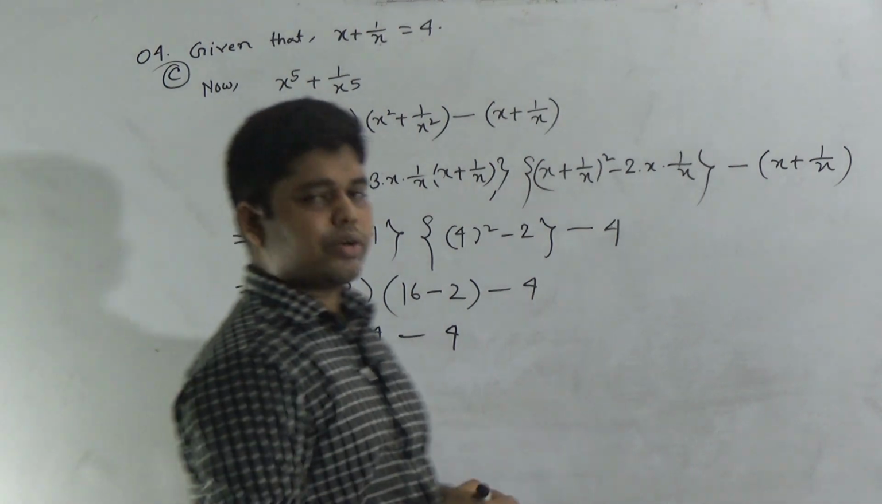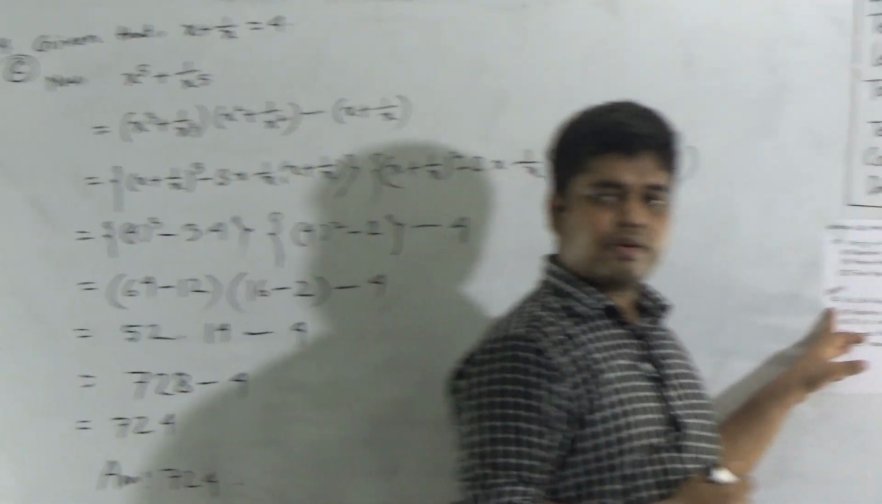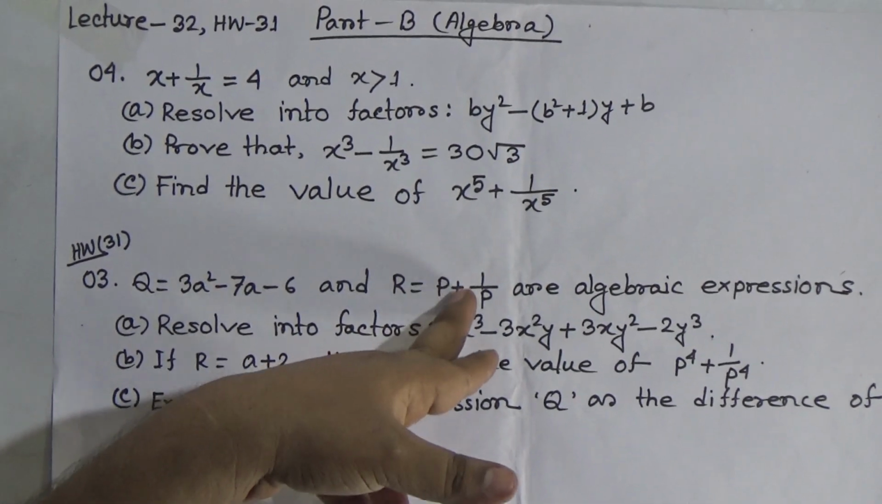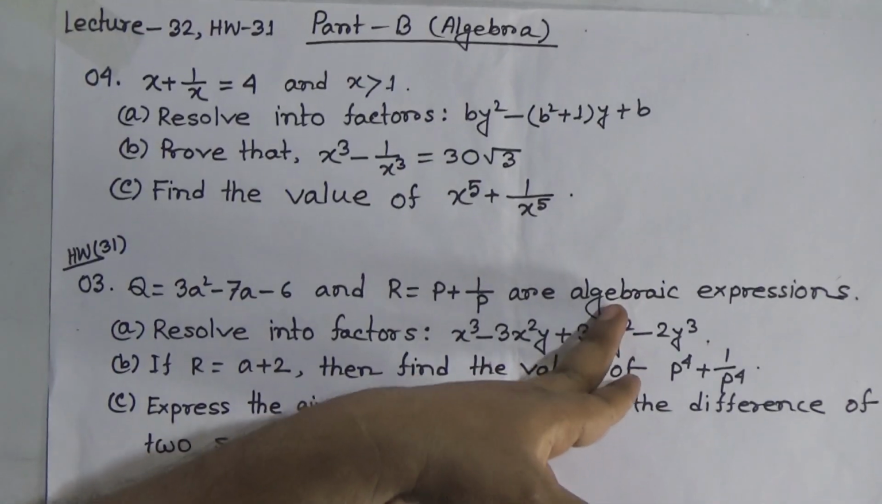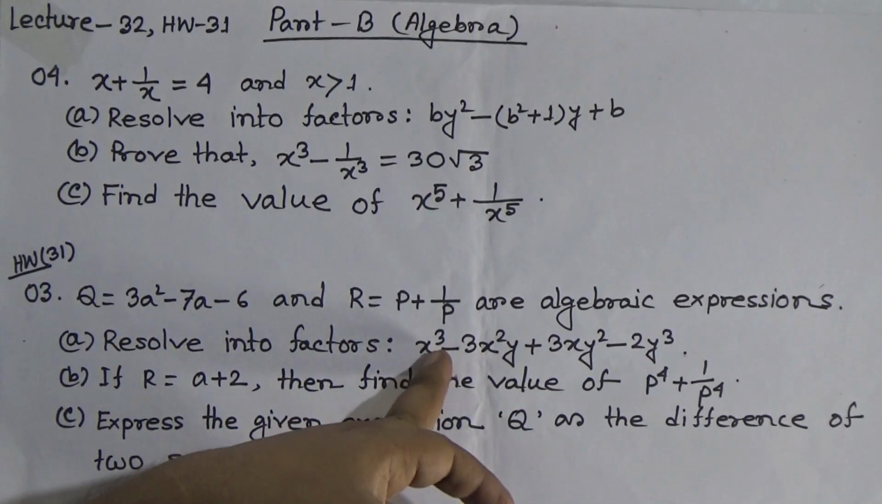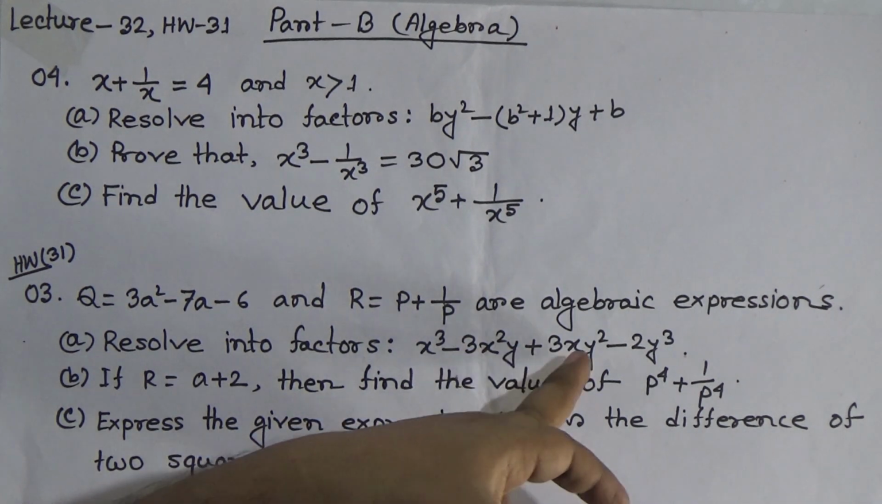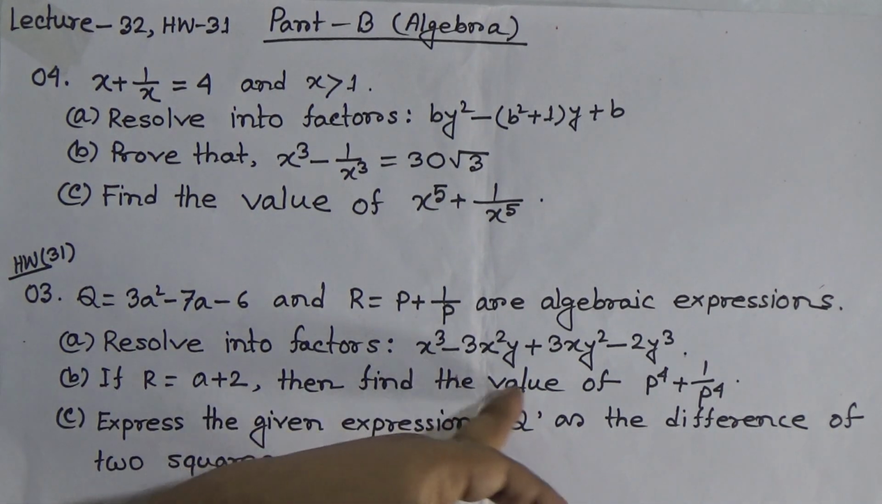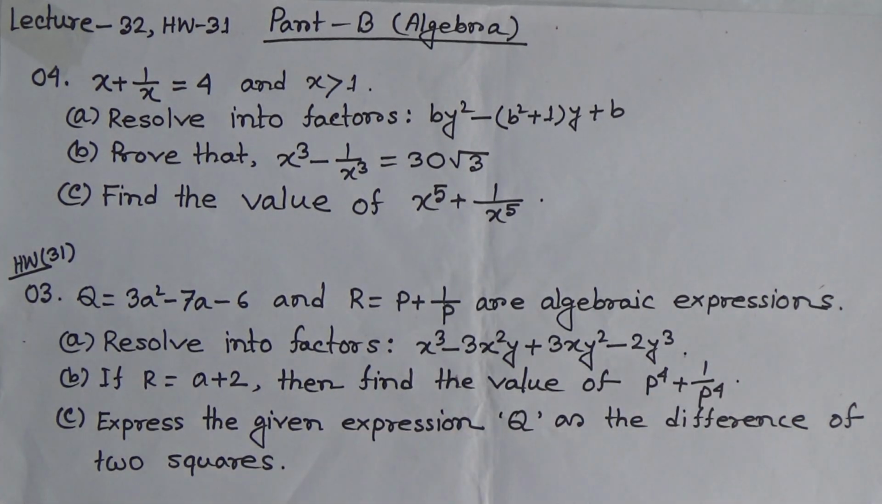So my dear student, this is our today's CW, and question number 3 will be your SW. So at first we read the question. Q equal to 3a square minus 7a minus 6 and R equal to P plus 1 by P are algebraic expressions. A, resolve into factors x cube minus 3x square y plus 3xy square minus y cube. Question number B, if R equal to a plus 2, then find the value of p to the power 4 plus 1 by p to the power 4. Question number C, express the given expression Q as the difference of two squares.